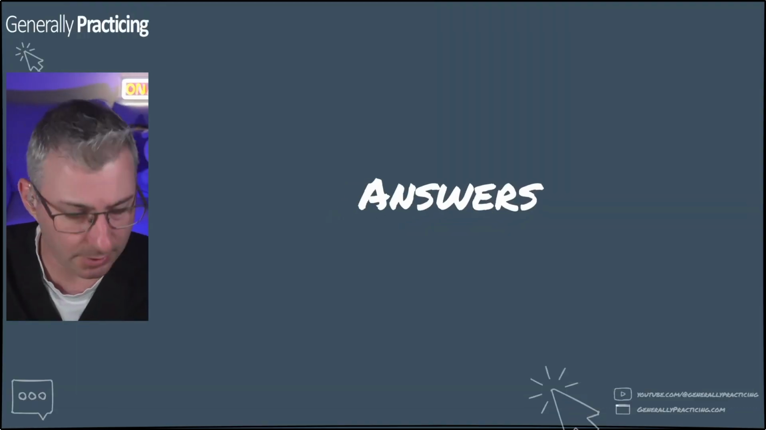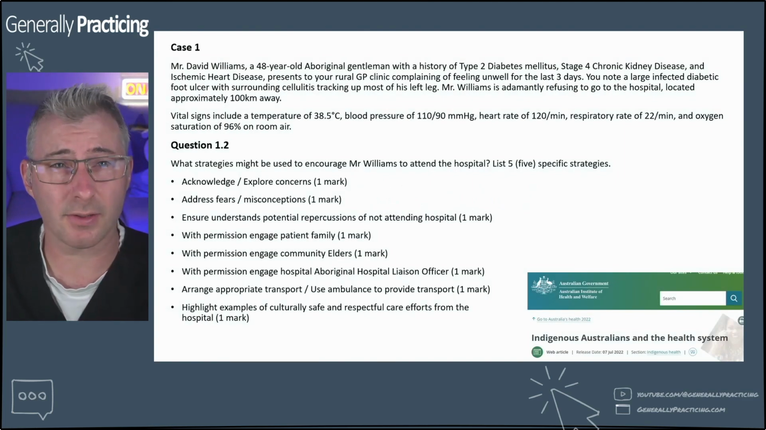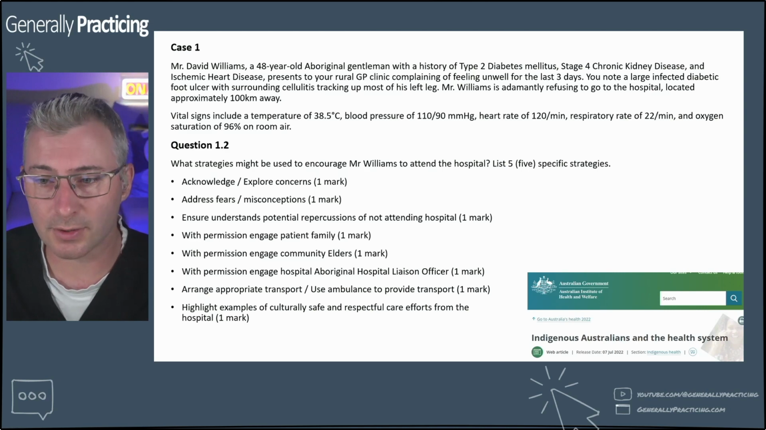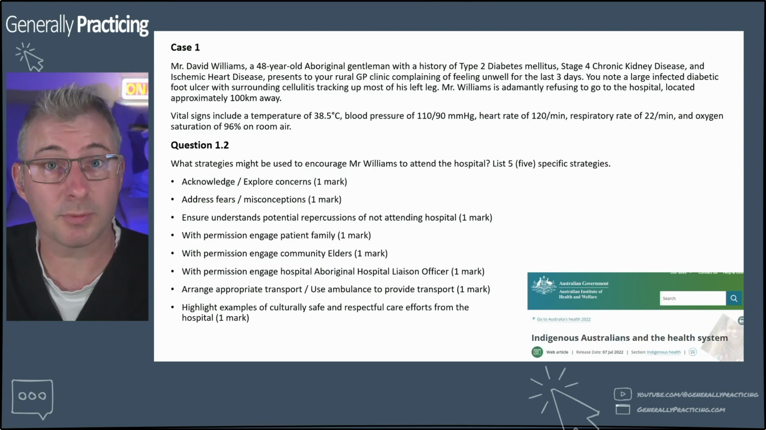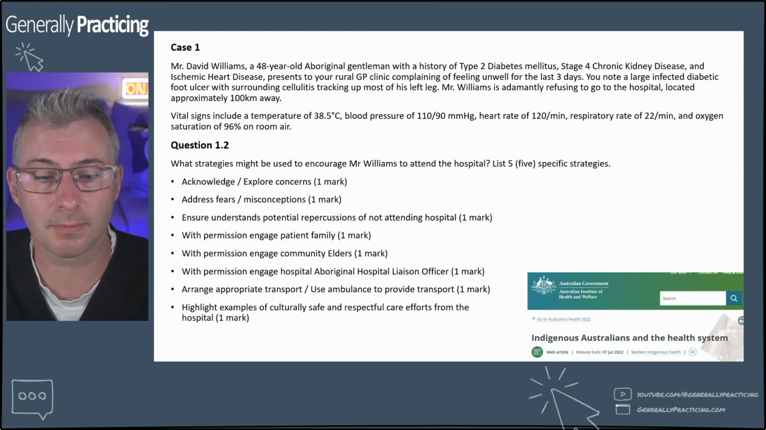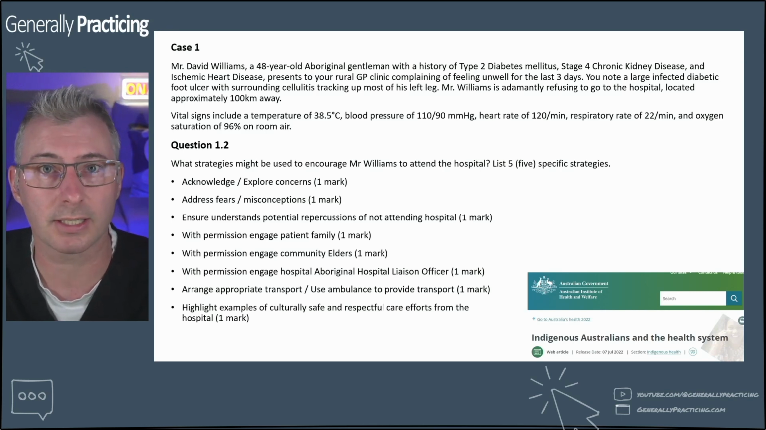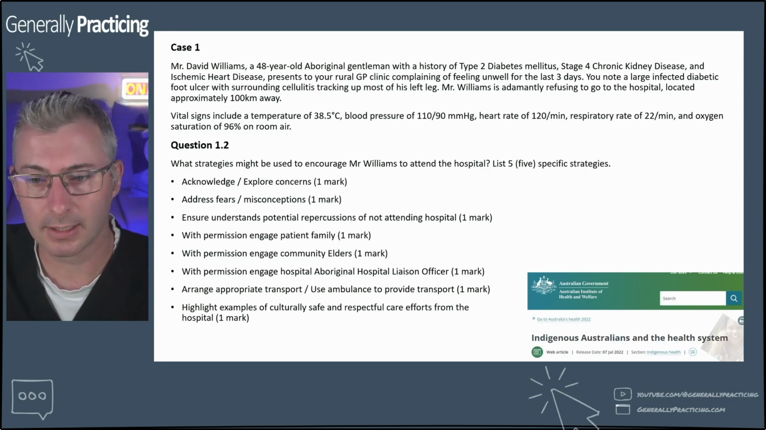All right, so time is up. And again, this is another one of those common questions that you do see pop up time and time again. Some of the important things would be to actually acknowledge the patient's opinion, and tied in with that, explore what their concerns actually are. So it's validating their thoughts and their feelings.